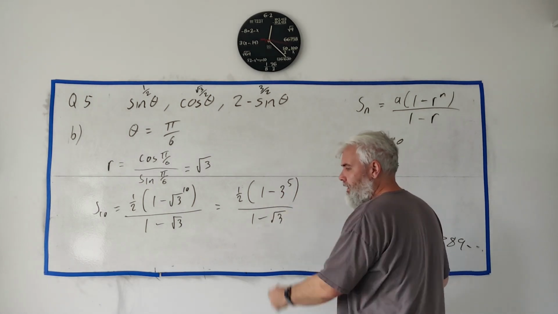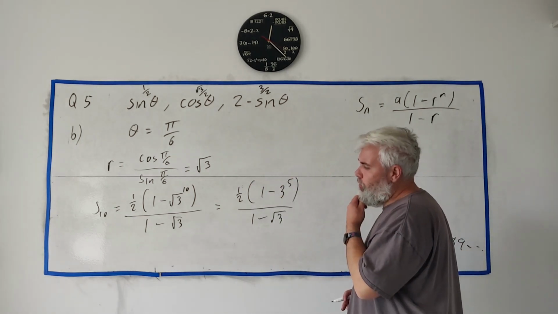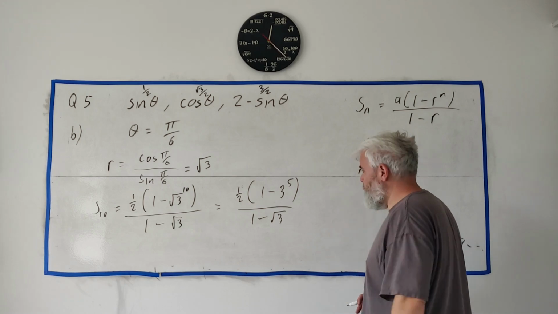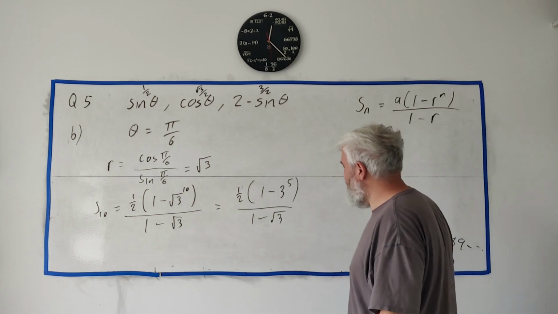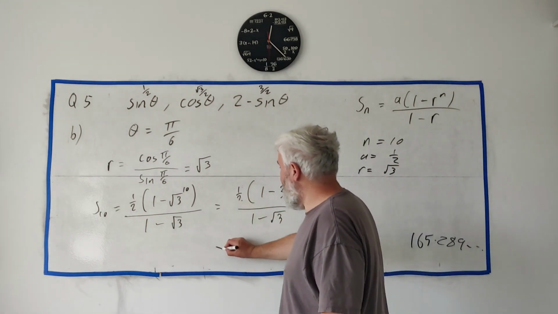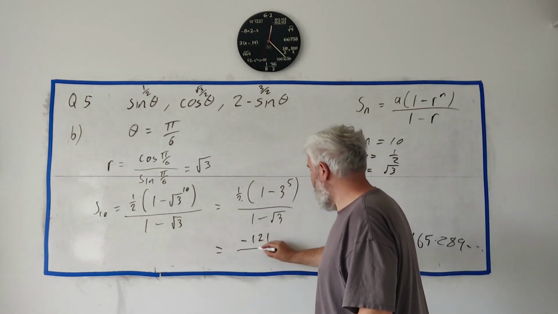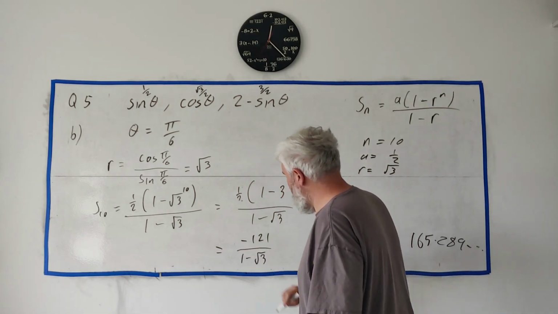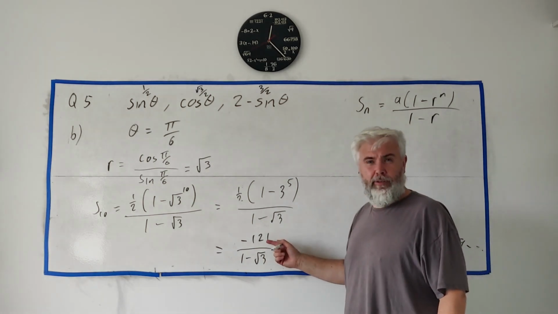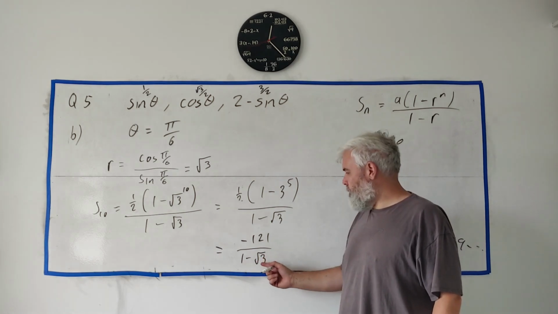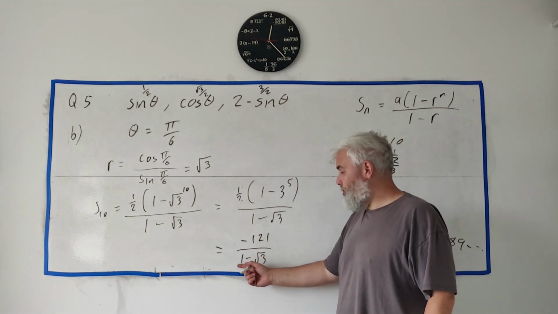1 minus that is 242. I might be wrong. Yeah, 242. I don't have the exact number written down. I have the final answer, so I'm working backwards in my head a bit. Divided by 2, and we get minus 121 is the number I've written down over 1 minus square root of 3. That's nearly what they asked. They wanted a number on top. We have that. They want square root of something, and they wanted minus 1.